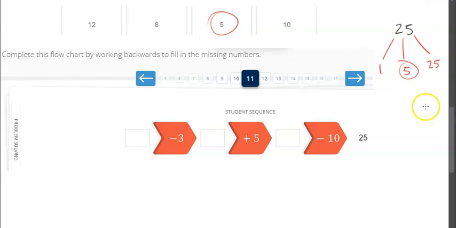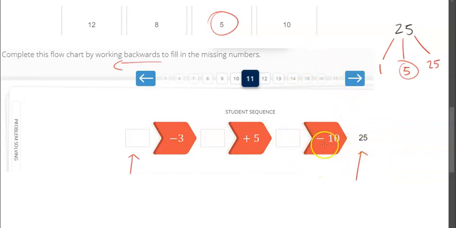Now we get to a bit of a trickier question that says complete this flowchart by working backwards to fill in the missing numbers. What we're so used to is given a starting number, and then going through to get the final result. But in this case, we have the final result already here. Many students fall into this trap where they think the way that this is being written out is just back to front, and I'll just still apply the relevant rules.